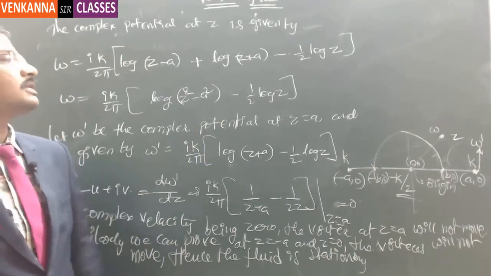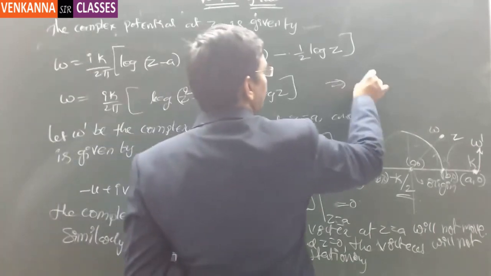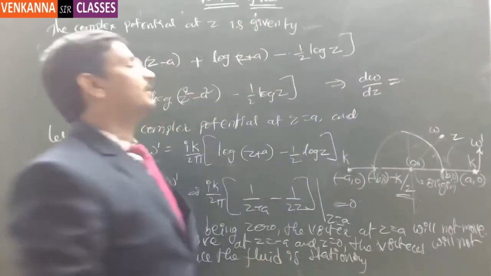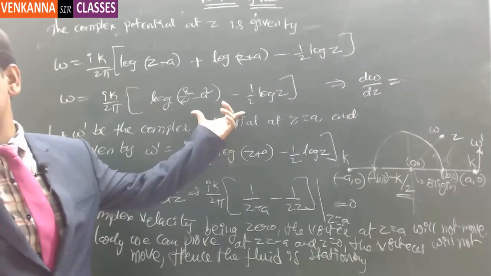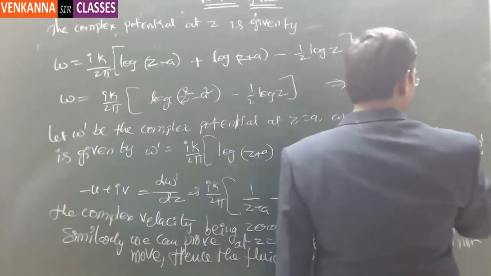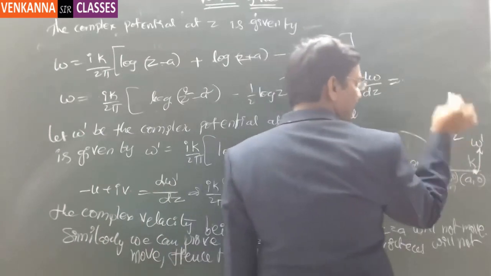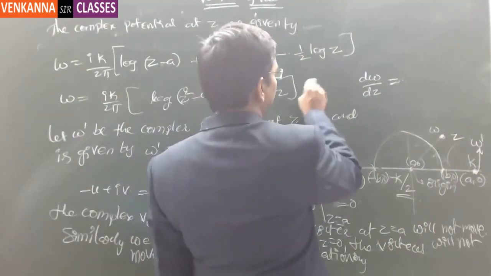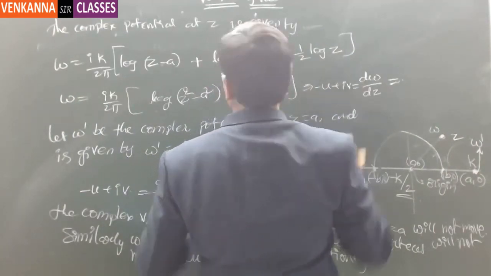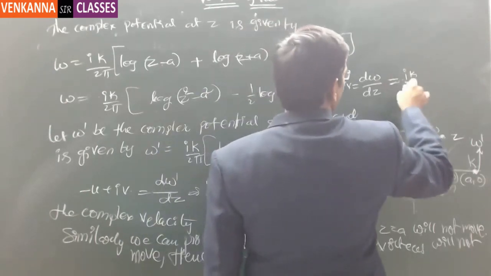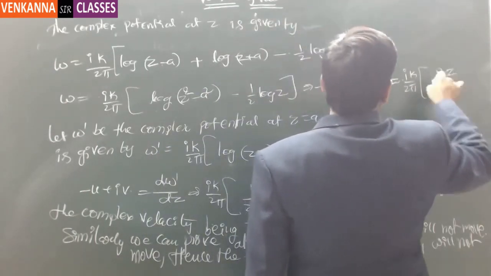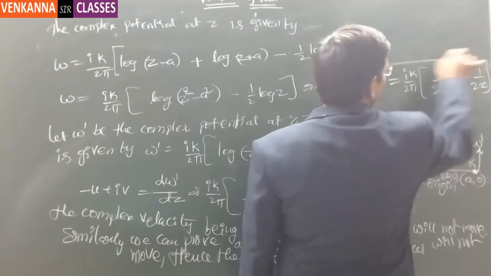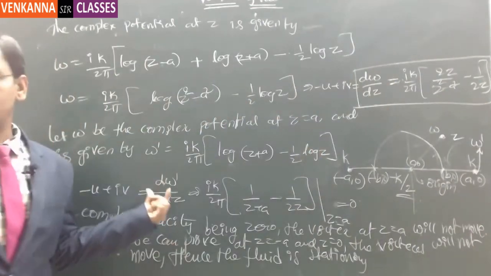And then this you can further simplify. From this you can even prove that dW by dz is nothing but the complex velocity of the combined effect of all the vortices together. That is, at this particular location, if the complex potential is W, then the fluid particle at this point has complex velocity given by dW by dz, which is minus u plus iv, equal to the derivative of this: ik by 2 pi times of 2z by z square minus a square minus 1 by 2z. So this is dW by dz, and this is dW dash by dz.